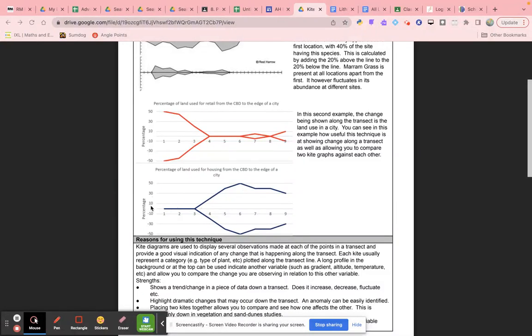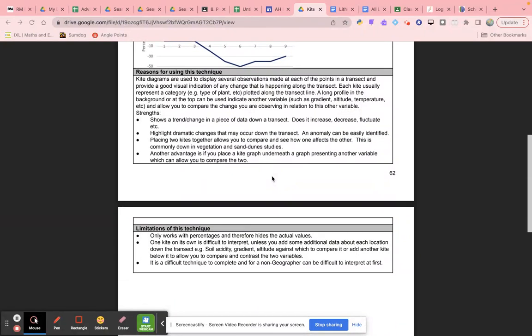What's consistent, though, is we've got the minus 50, plus 50, either side of the horizontal 0 line, and we've got a number of sites. And what you can also see here is a bunch of other possible factors for using this technique that you would possibly use to answer this question.